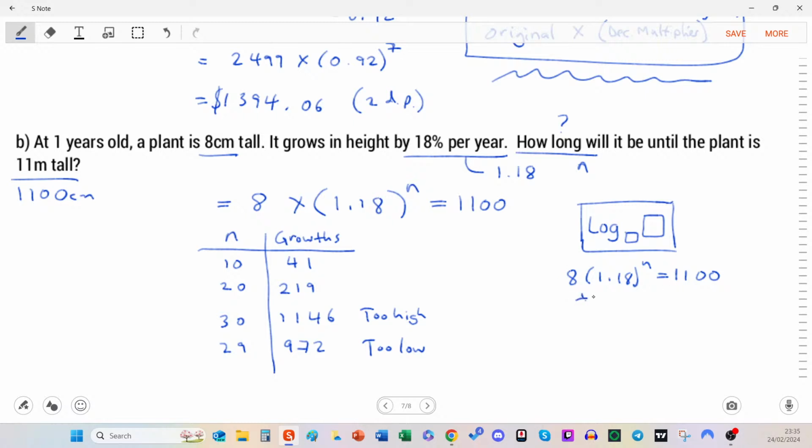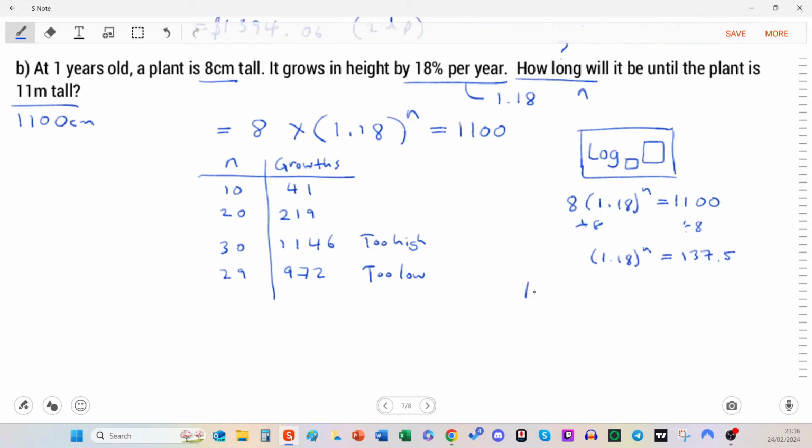So we want to rearrange. The first thing would be to divide by 8 on both sides, trying to get the n on its own. So 1100 divided by 8 is 137.5. You could leave it as a fraction at that point, it doesn't matter, but let's say it's on your calculator now. Using this log button, what we're going to do is essentially get rid of this 1.18 by applying logs to both sides. Anyone that's done a little bit of log work, I'll show you perfectly what I'm doing. I'm applying log base 1.18 to this 1.18 to the power n. Because you do it to one side, you do it to the other side.